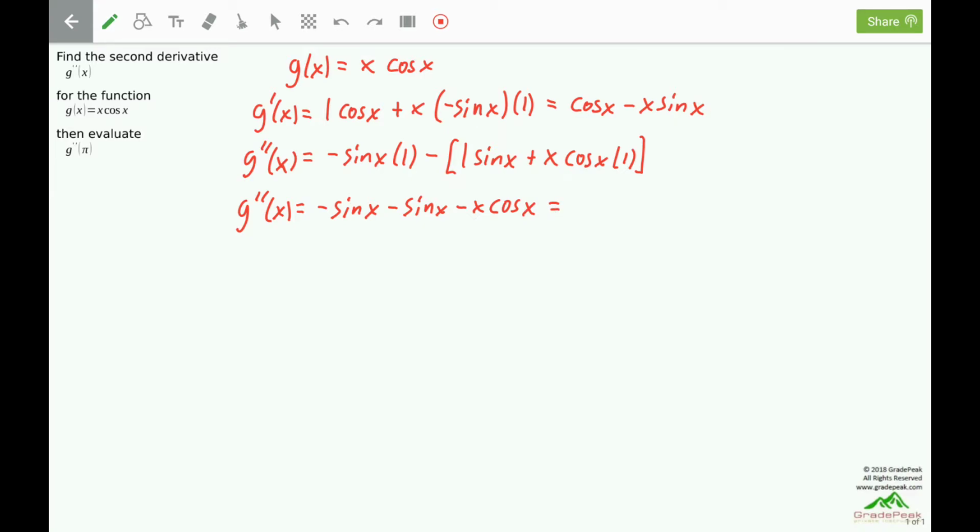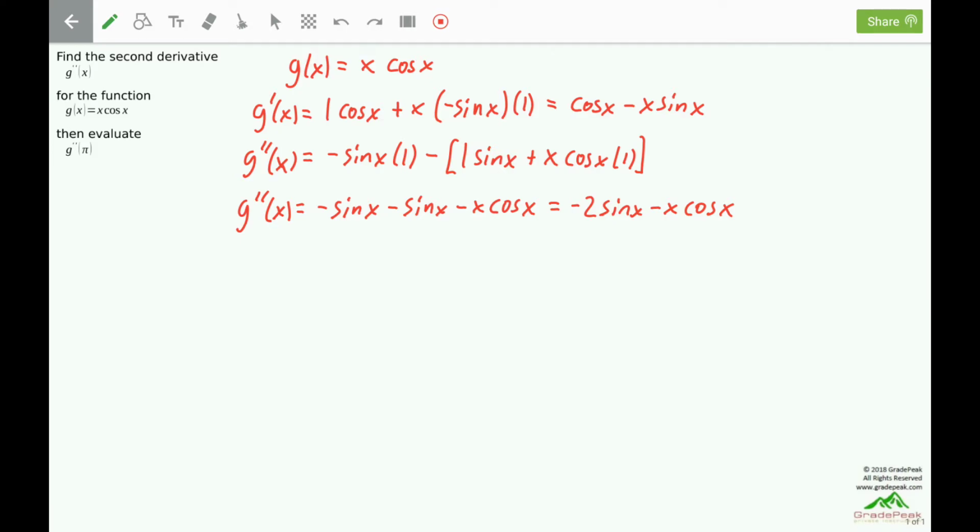We can combine together the sine functions, so we will have negative 2 sine x and then negative x cosine x. There's our second derivative, g double prime of x, in its simplified form.